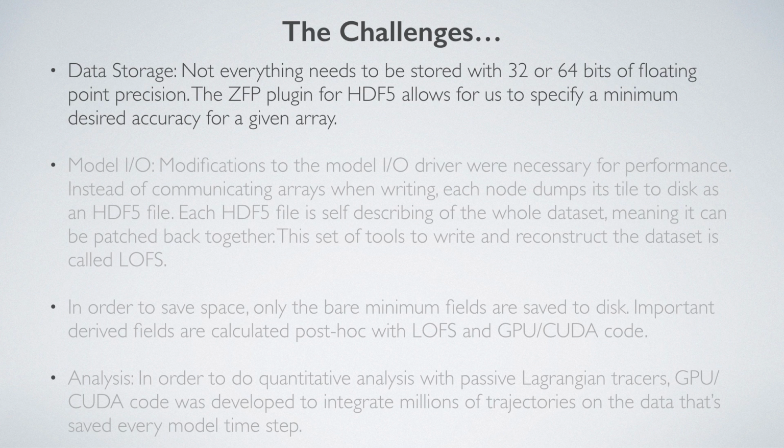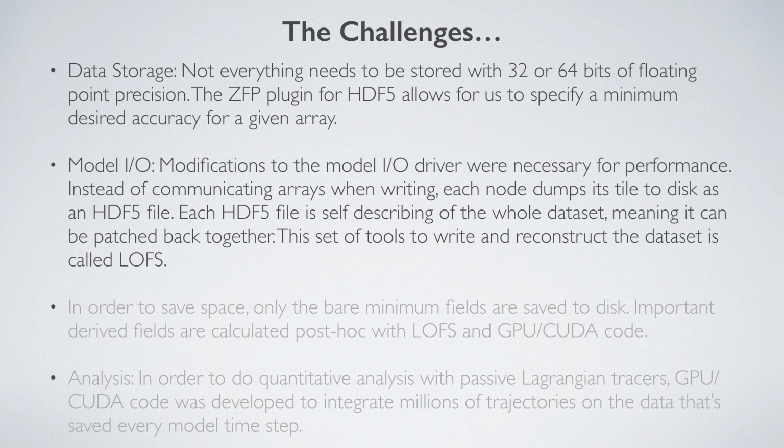We realized that with wanting to save these high-resolution data sets, both temporally and spatially, we didn't need the full range of 32-bit or 64-bit precision, so we used the ZFP plugin for HDF5 to provide an accuracy parameter for each array, and we can decide how much of one thing we want to compress and save versus another. That's really allowed us to run these things at scale, save the data, and do proper analysis. On top of the data storage was the model I/O problem.